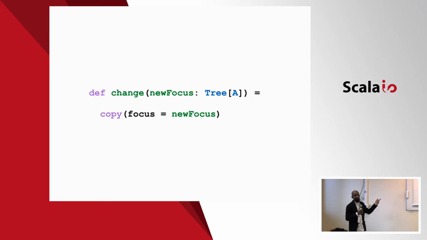Change is kind of the easiest one, right? Because you already have direct access to the thing that you're focusing on. If you just want to change it, replace it with something else. So it's literally delegation to the copy constructor of the zipper case class: you copy the zipper with focus equals new focus.